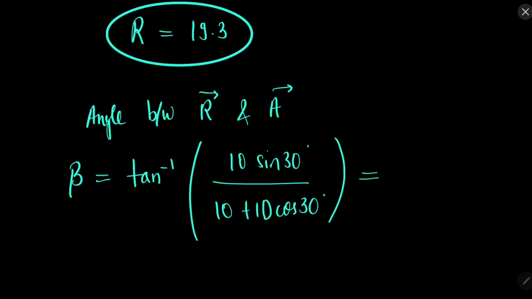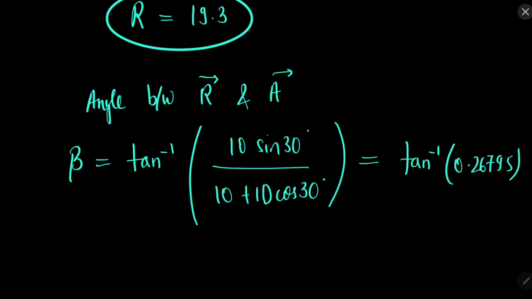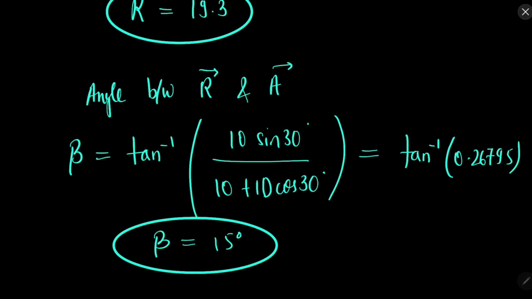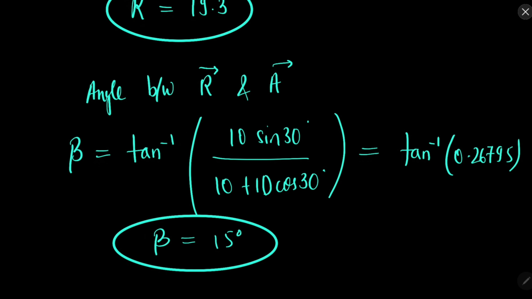So after solving this, what will we get? We will get tan inverse 0.26795 approximately. After solving this using a calculator, you will find that it is approximately 15 degrees. So the angle between the resultant and A will be 15 degrees.